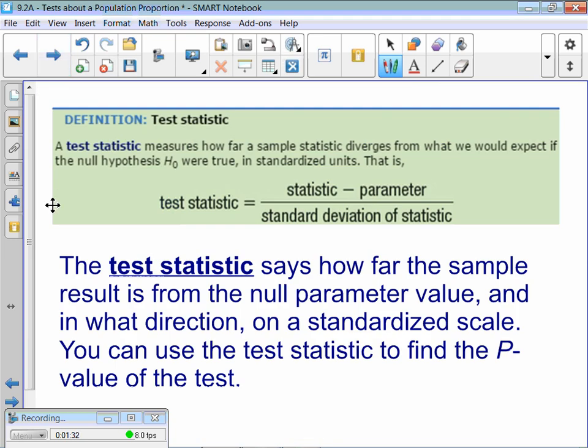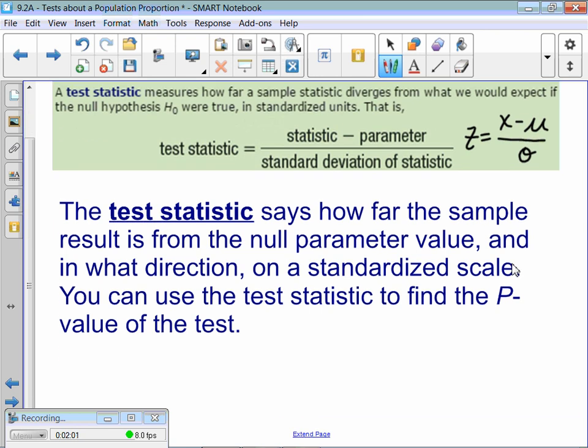All right, we're also going to calculate a test statistic, and so this measures how far a sample statistic diverges from what we would expect if the null was true. So our test statistic is always the statistic minus the parameter divided by the standard deviation. So this, when we were doing means, looked like this. Our statistic, whatever our x was, minus the mean divided by the standard deviation. Now we are doing proportions, all right? So it's a little different. And then we use the test statistic to calculate the p-value.